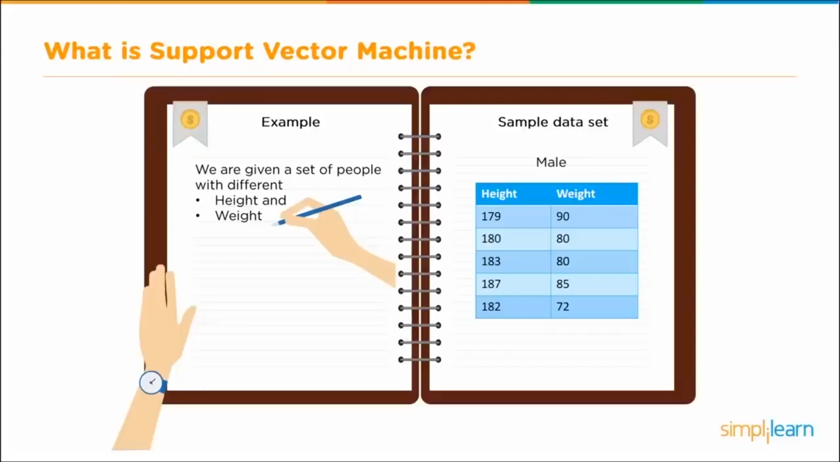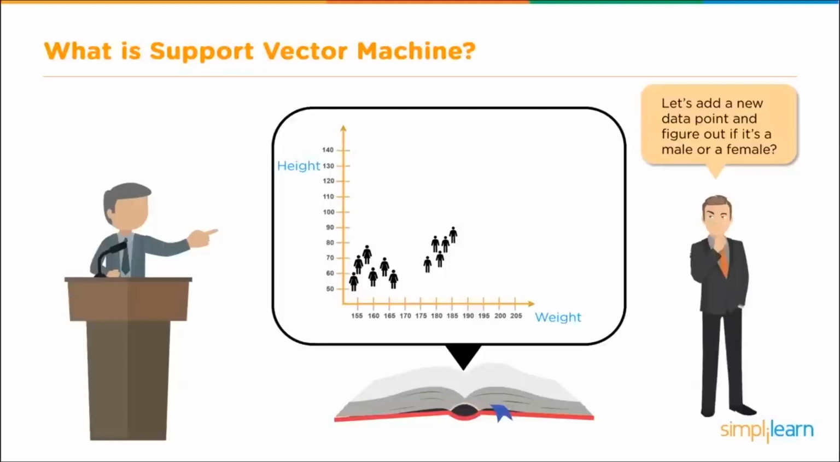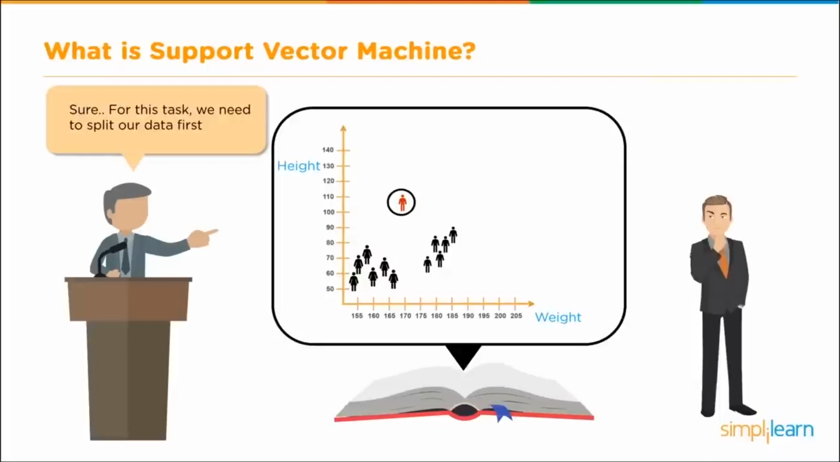Let's go ahead and put this on a graph so we have a nice visual. So you can see here we have two groups based on the height versus the weight. On the left side, we're going to have the women. On the right side, we're going to have the men. Now, if we're going to create a classifier, let's add a new data point and figure out if it's male or female. Before we can do that, we need to split our data first.